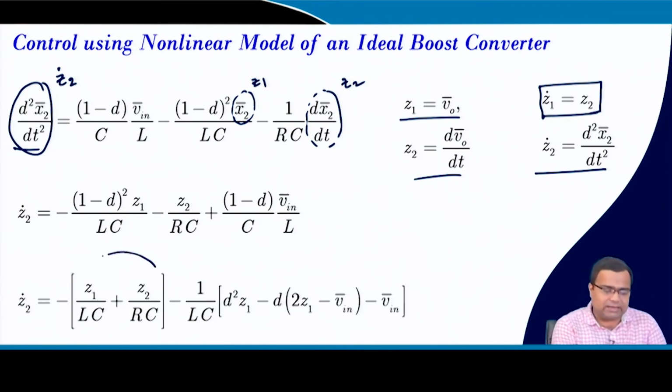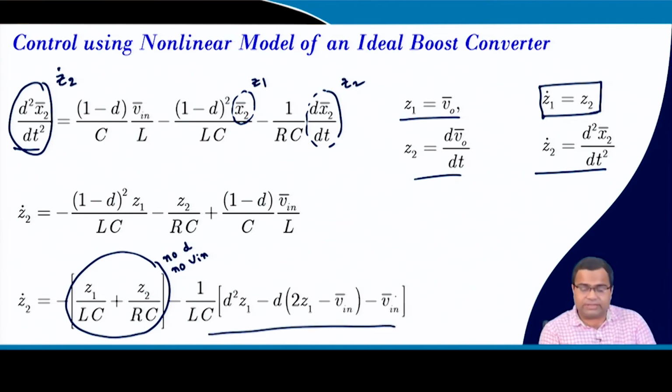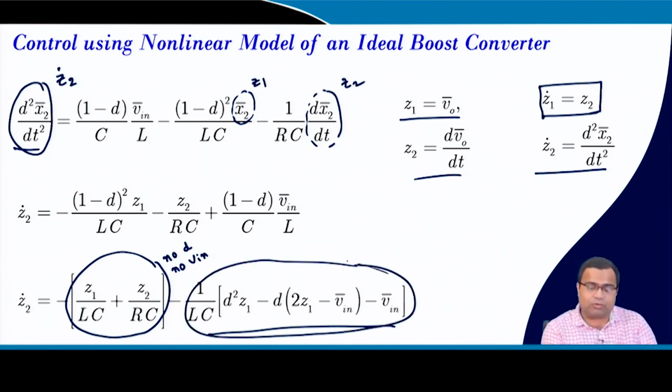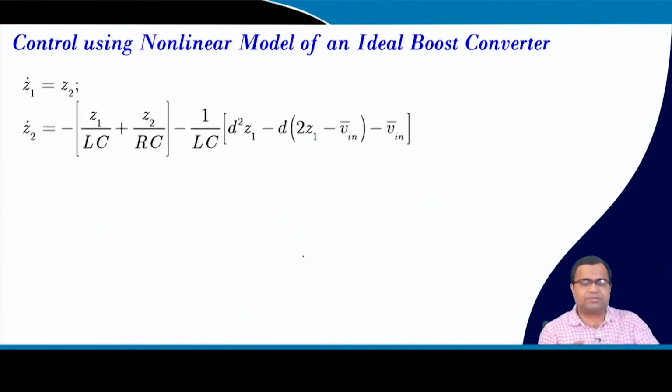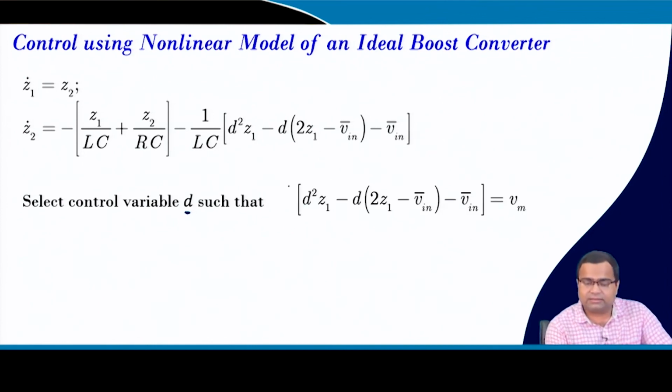Then we can further write to separate the duty ratio term. That means this quantity has no duty ratio, no D, not even Vin. So we have separated it. Because for this term we have to select the duty ratio in such a way that we can eliminate this whole term and replace it with another control variable, which will be a linear function of Z1, Z2. Then what we did, Z1 dot equal to Z2, this is the model.